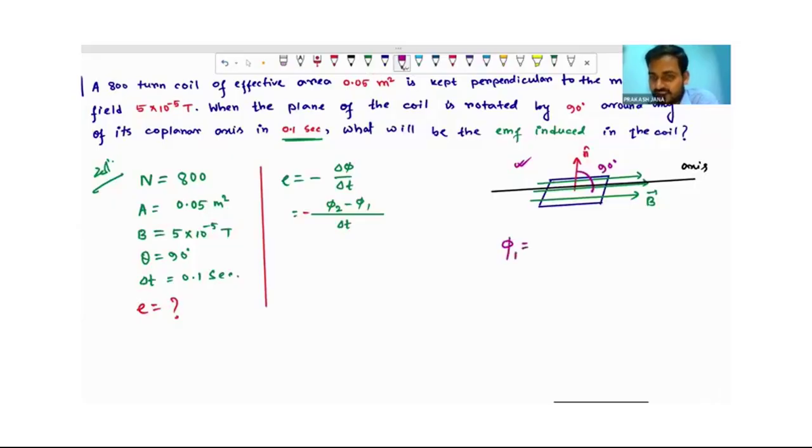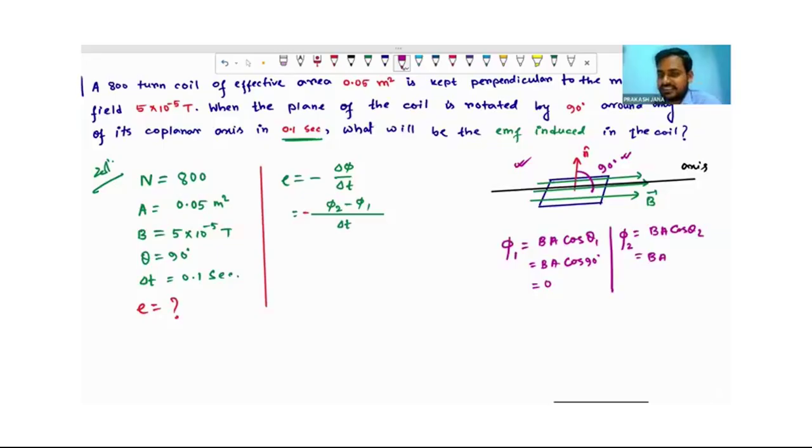What is phi 1? Magnetic flux is nothing but BA cos theta. Okay, so B is as it is, the value of A is as it is, then cos theta. Initially, the angle between the magnetic field and the cross-sectional area vector was 90 degree. So it was cos 90 degree, and we know the value of cos 90 degree is 0. Fine. Now we will calculate the final flux, that is BA cos theta 2. So B is as it is, A is also not changing, only theta is changing.